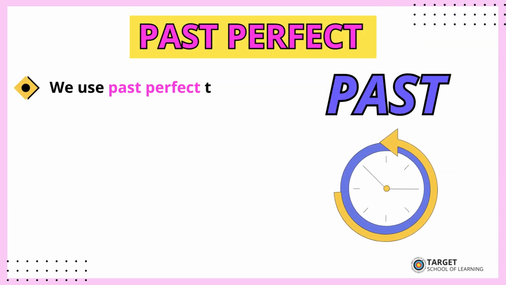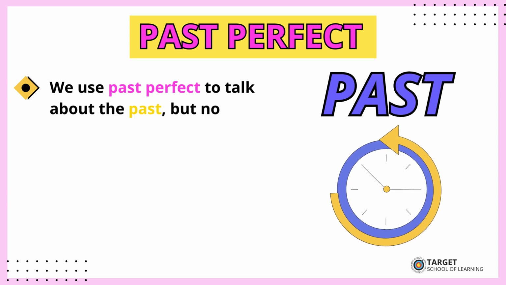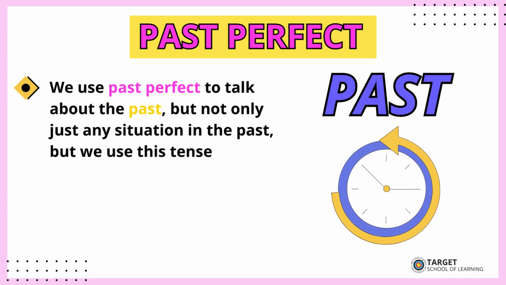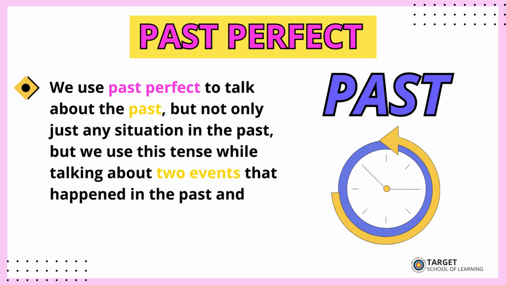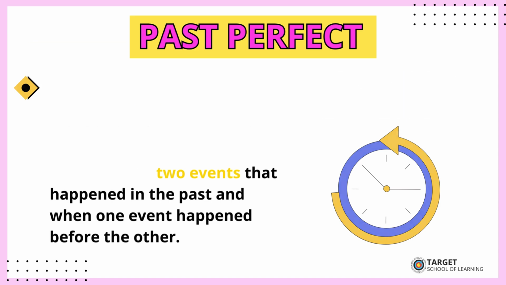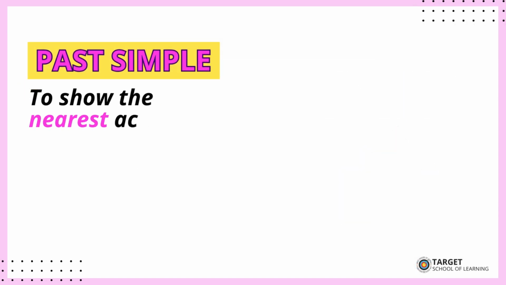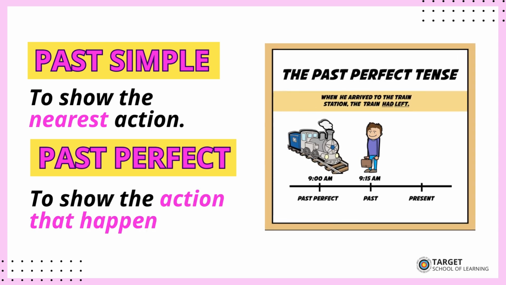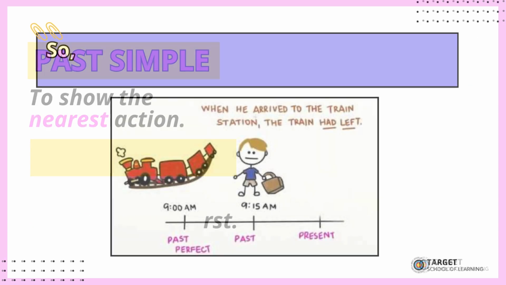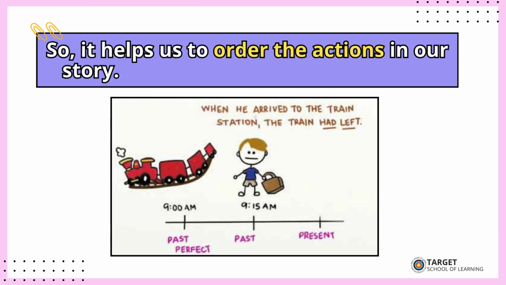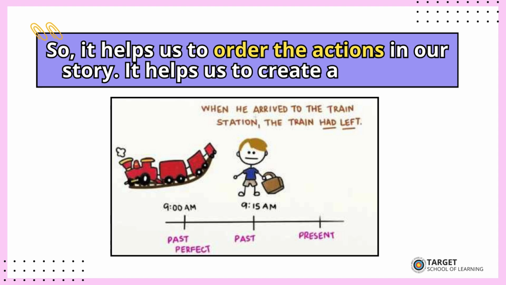We use past perfect to talk about the past, but not only just any situation in the past, but we use this tense while talking about two events that happened in the past and one event happened before the other. We use past simple to show the nearest action and past perfect to show the action that happened first. So it helps us to order the actions in our story. It helps us to create a timeline.